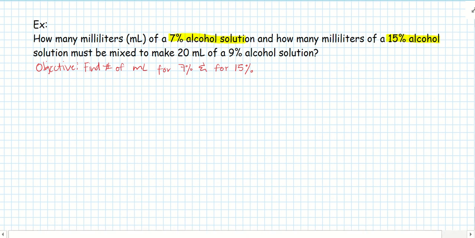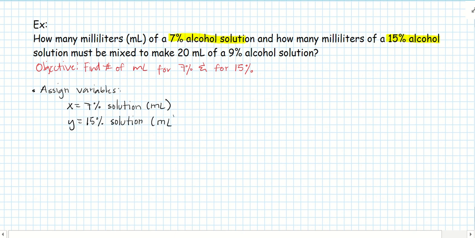So because I don't know the number of milliliters of each, I'm going to go ahead and assign a variable for each, okay? So we're assigning variables. I'm going to say that x equals the number of milliliters of the 7% solution, and y equals the number of milliliters of the 15% solution. Okay.